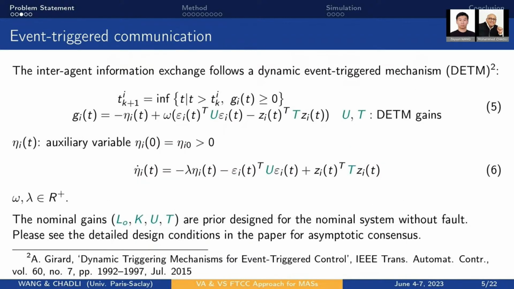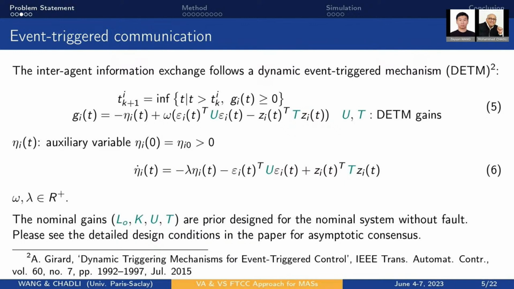We will also apply the technique of the event-triggered control, and here is the event rule in equation 5. The k plus 1 event of agent i is defined as the instant t after the k-th event once the function g_i is 0 or positive. And g_i is defined as minus eta plus omega times the combination of the quadratic product of event error and another quadratic product of control input Z_i. Here, the big U and big T are two matrices to be designed, and eta is the auxiliary variable with positive initial value, which follows the dynamic in equation 6.